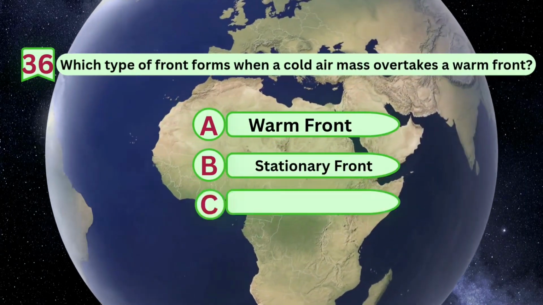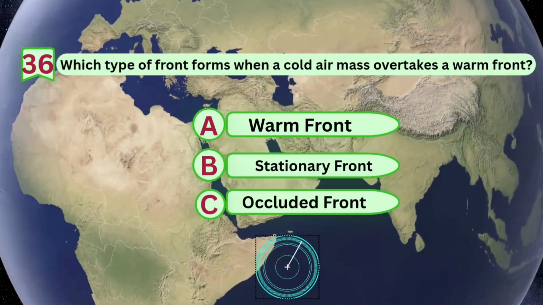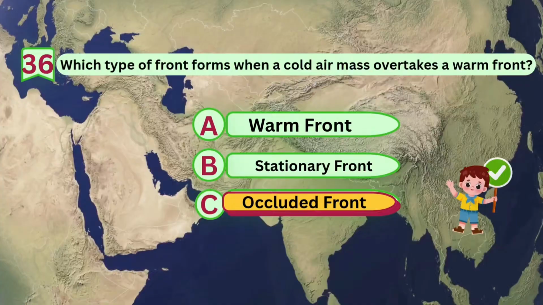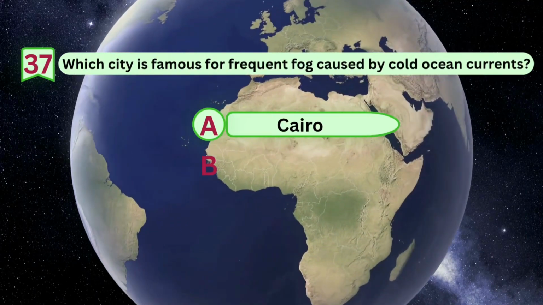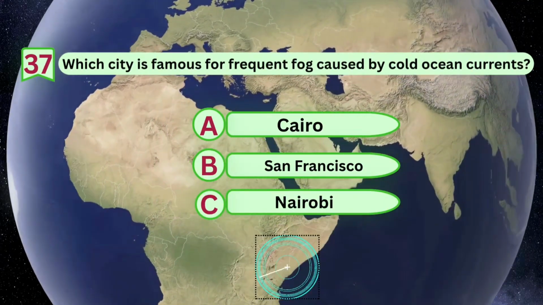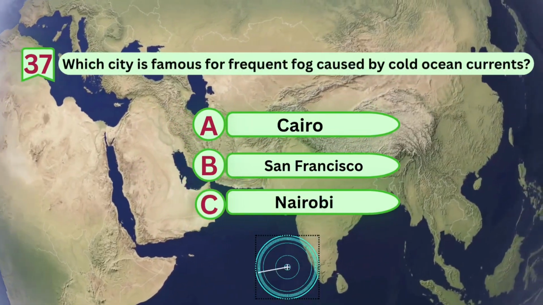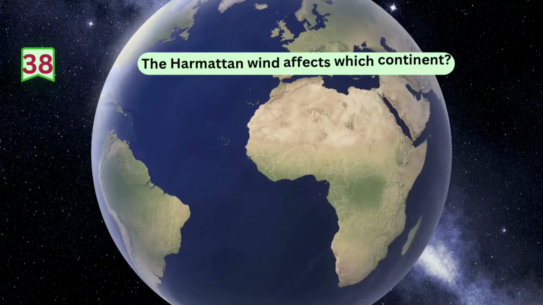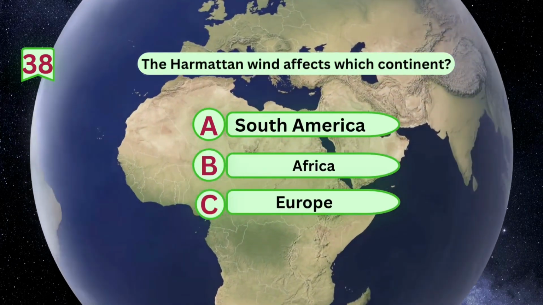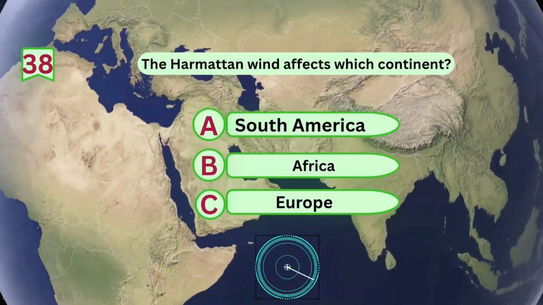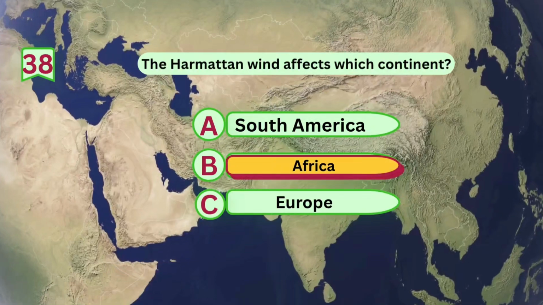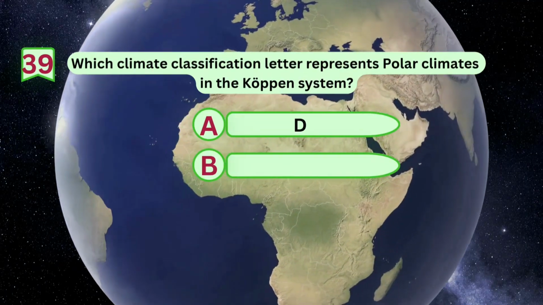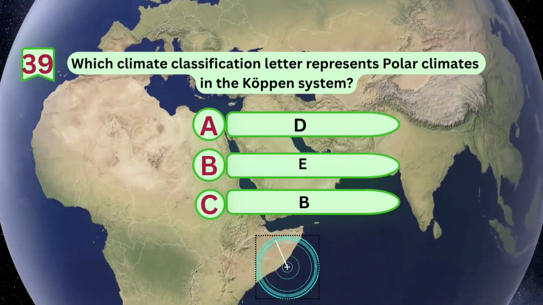Which type of front forms when a cold air mass overtakes a warm front? Which city is famous for frequent fog caused by a cold ocean current? The Harmattan wind affects which continent? Which climate classification letter represents polar climate in the Köppen system?